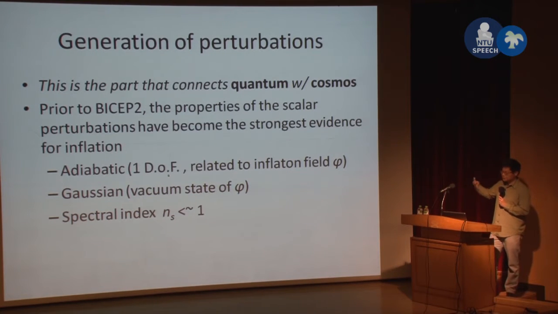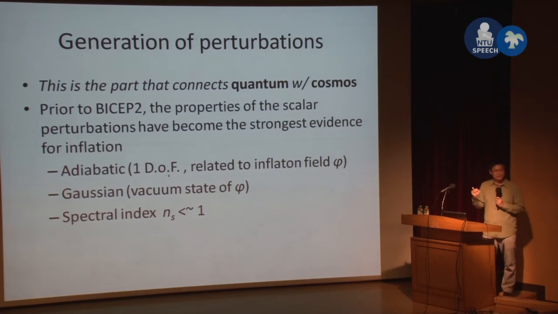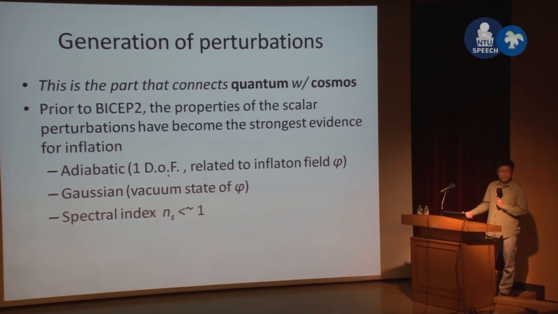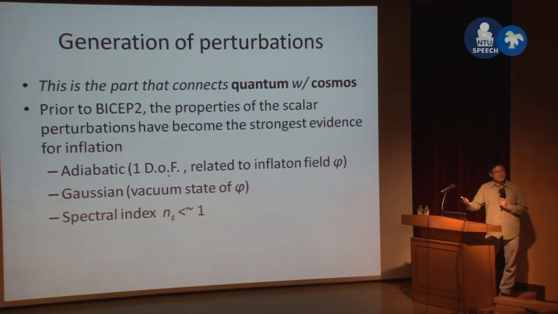In addition to solving the classical cosmological problem, inflation does a very nice thing. It generates perturbations. Okay, and this is the part that we talked about, a deep connection between quantum mechanics and the cosmos. And prior to BICEP2 results, the properties of the scalar perturbation, this is one of the two types of perturbations generated by inflation, became the strongest evidence for inflation, actually, because people started to question the naturalness of how inflation solved the flatness and horizon problem and so on.